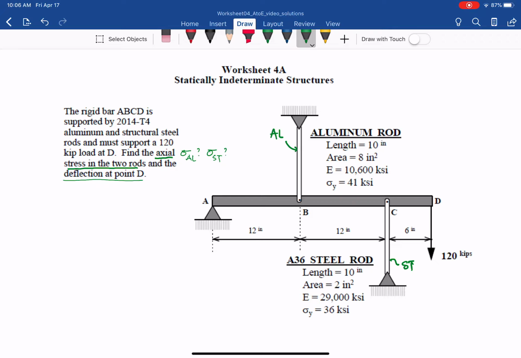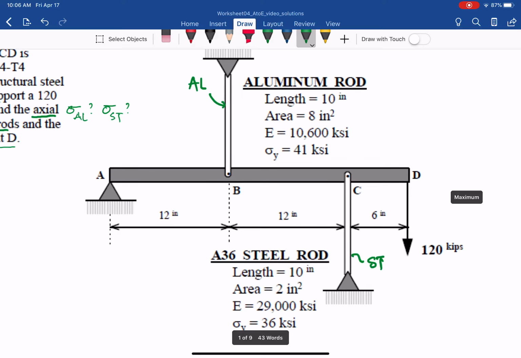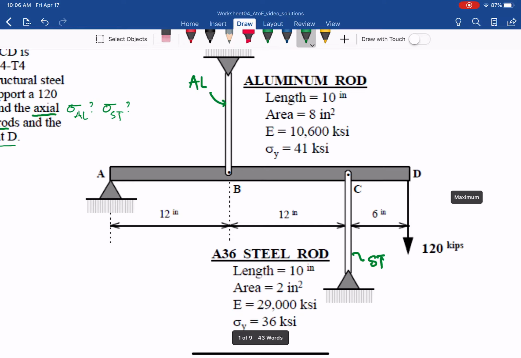So deflection of point D, that basically, with that load applied, what is delta D, the point D going down, how much, that is the deflection at point D. So those are the questions asked, and they give us the information about the length for each rod, also the cross-sectional areas for each rod, the Young's modulus, the modulus of elasticity for each rod. By the way, if they don't give us, we can go to appendix B to find that.